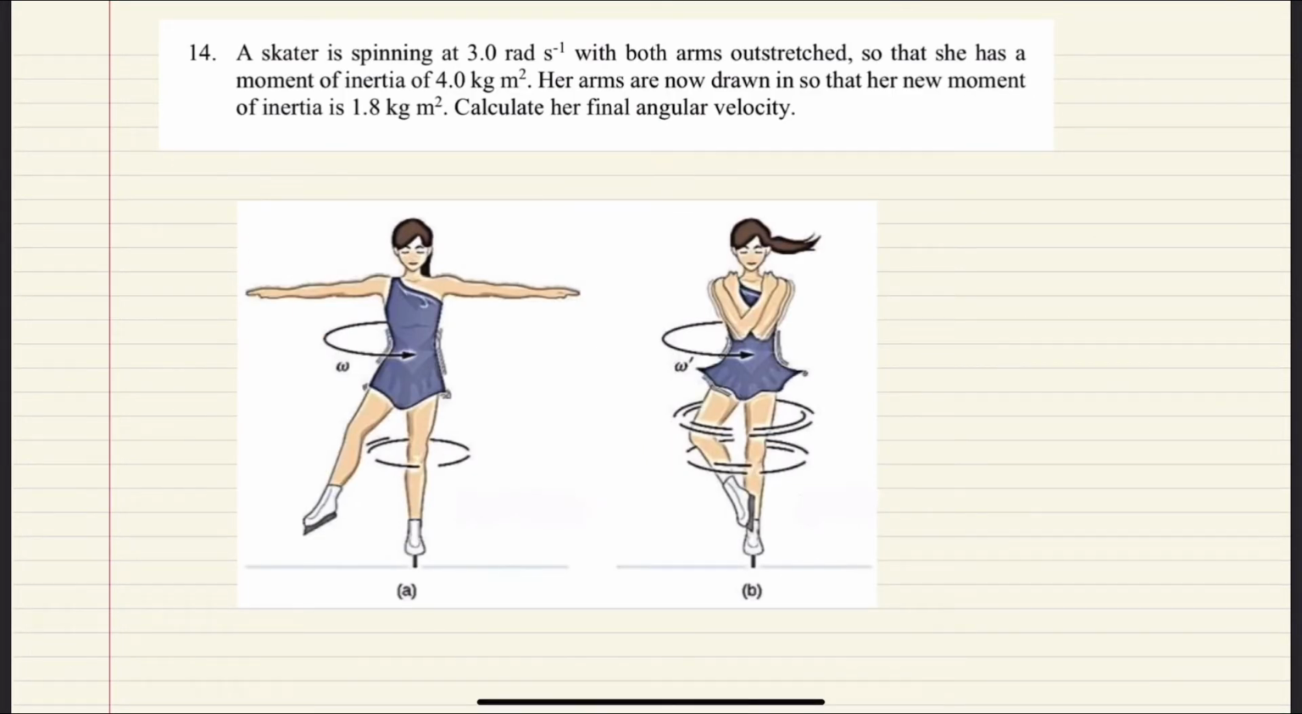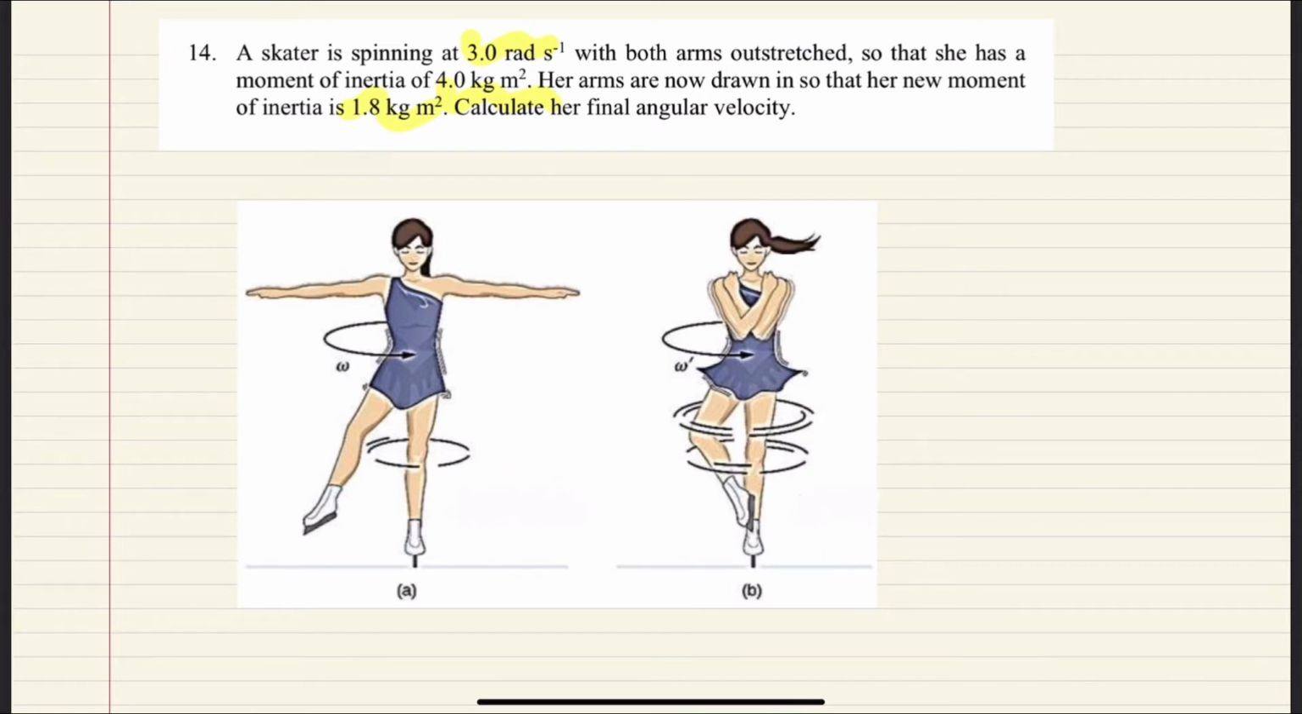The example that I'm going to discuss with you is question 14. After this, maybe you can try to do question 15 in the tutorial. So a skater is spinning at 3 radians per second with both arms outstretched, so that she has a moment of inertia of 4 kg m square. The arms are now drawn in so that her new moment of inertia is 1.8 kg m square. Calculate her final angular velocity.